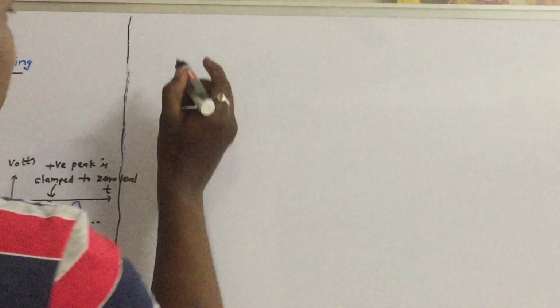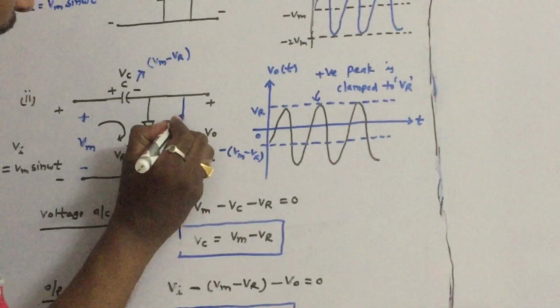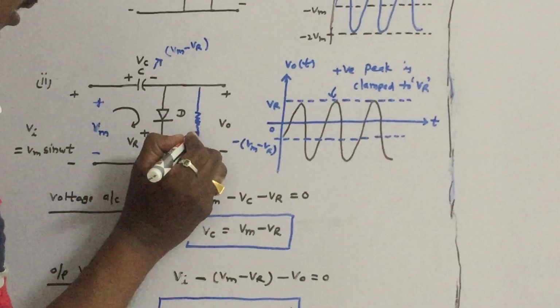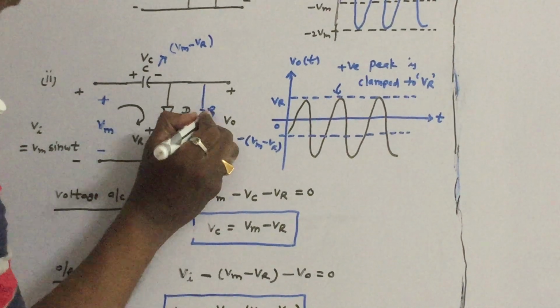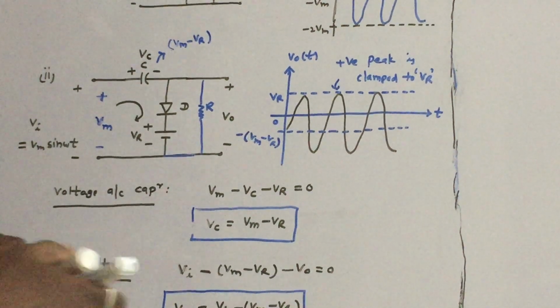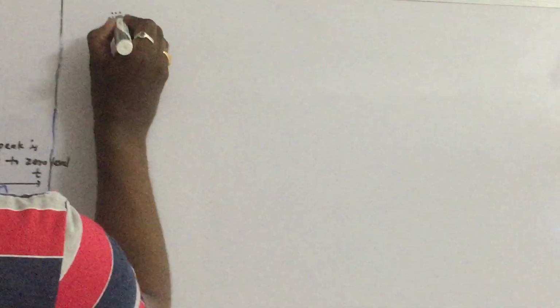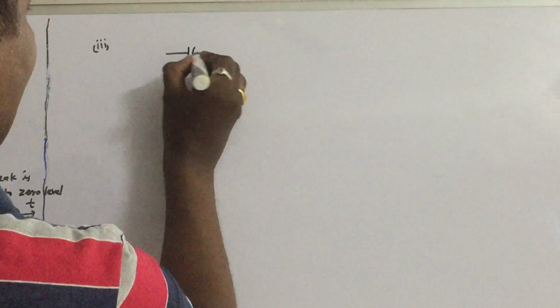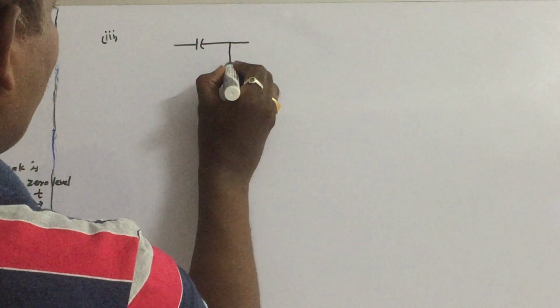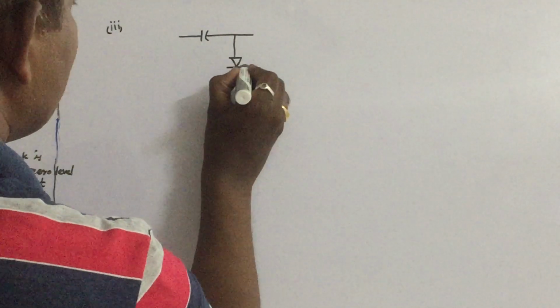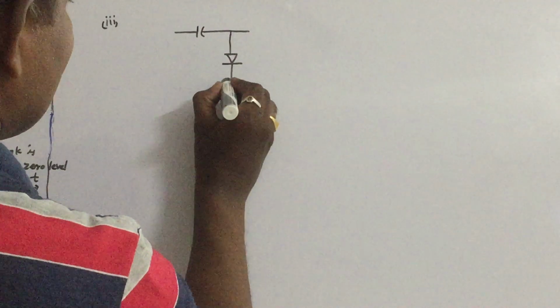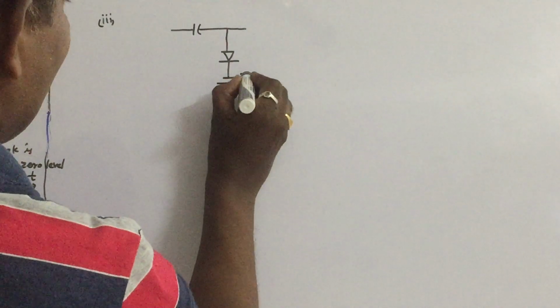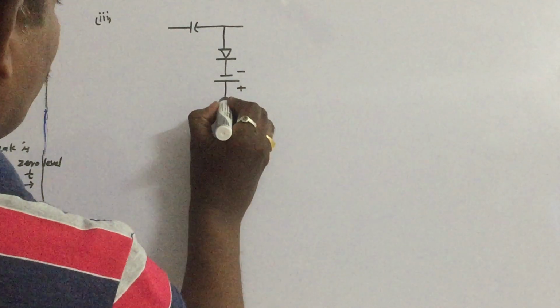So let us take the third circuit. As I said earlier, provide the resistor R in the practical circuits. Now let us take the third case. In the third case, we are discussing the negative clamper. In the negative clamper, what is the diode position? The diode position will be like this. In this case, I change the biasing polarity like this, minus plus.